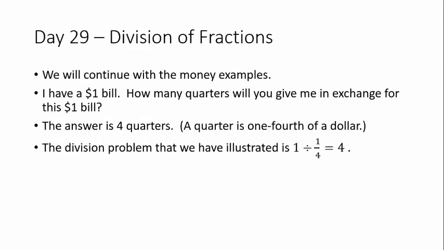Here's another one. You have a $1 bill. You ask, how many quarters will you give me in exchange for this $1 bill? Well, the answer is 4 quarters. And we know that a quarter is 1/4 of a dollar. This is modeling the division problem, 1 divided by 1/4, and the quotient is 4.